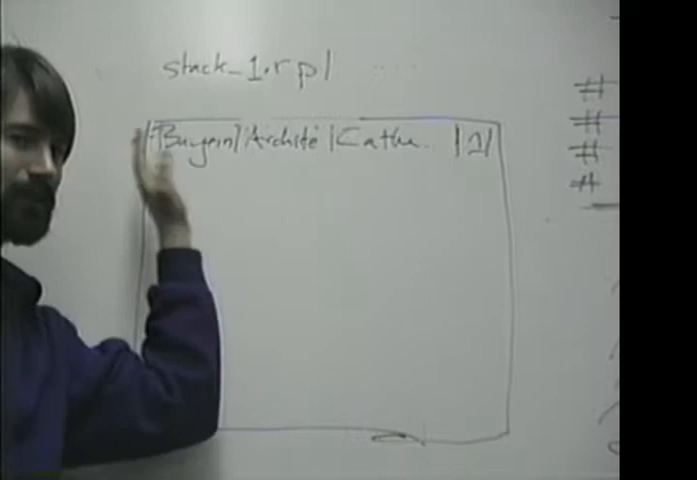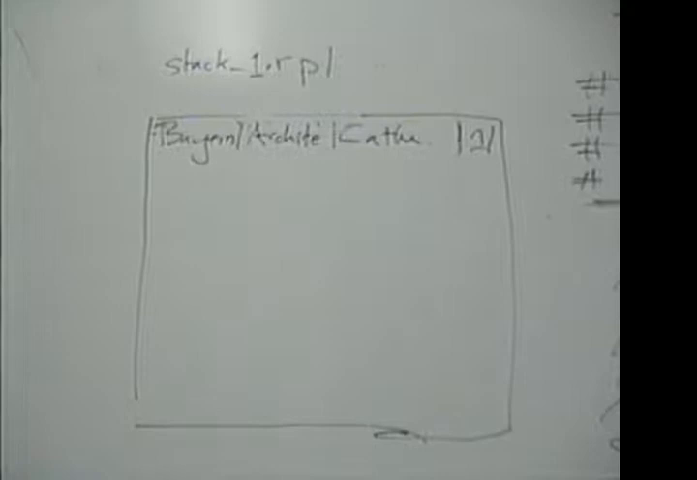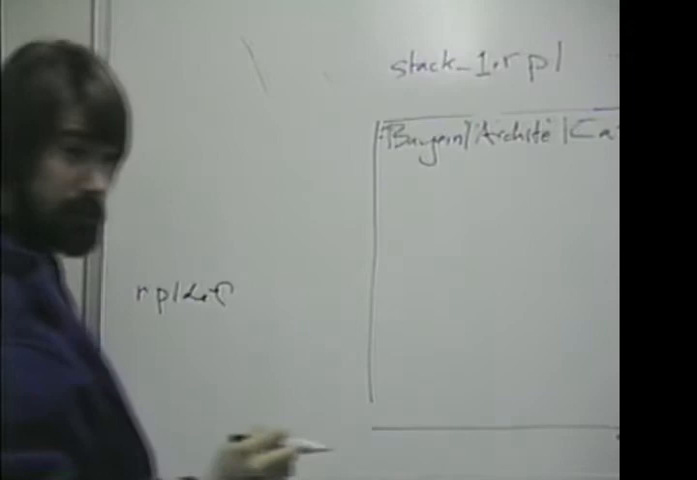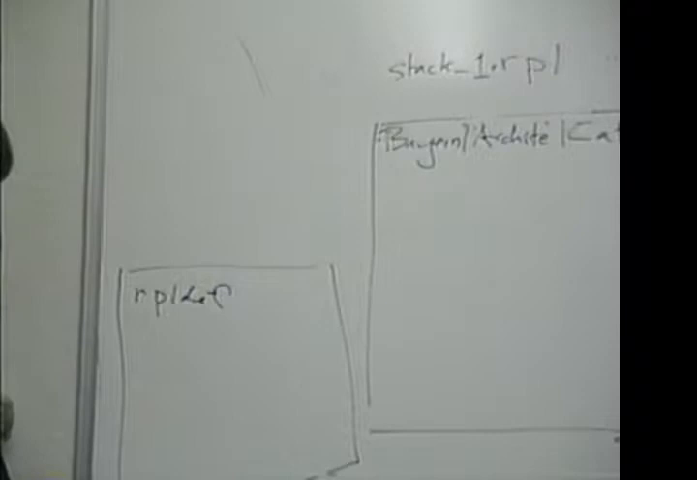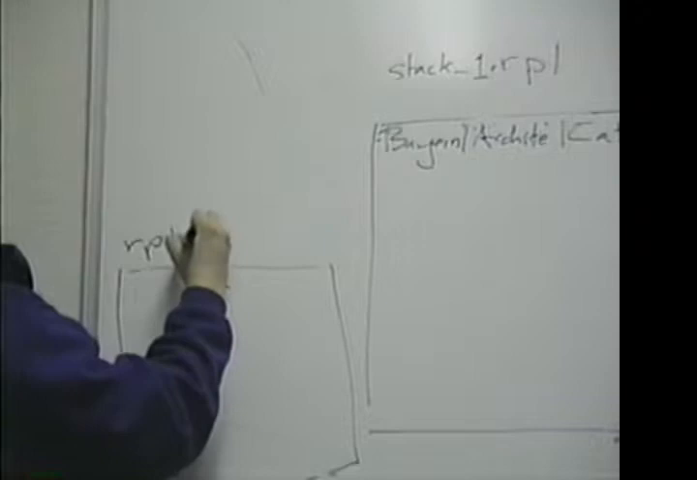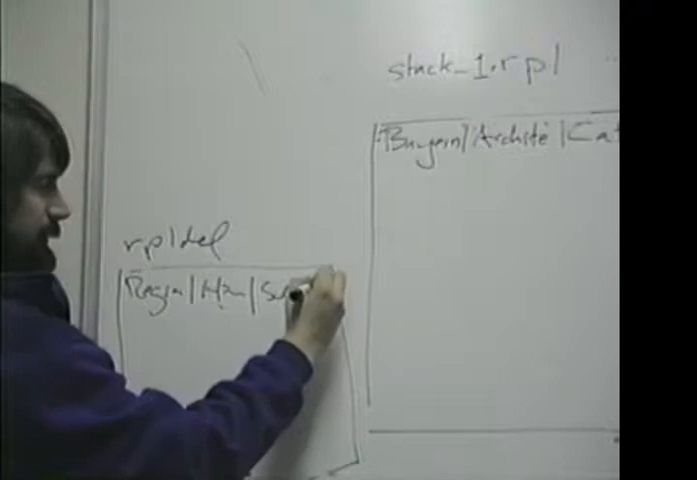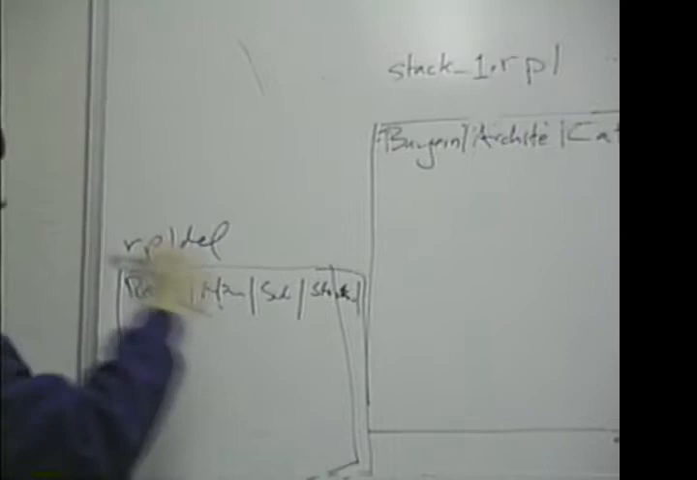Those names are defined in a separate file called rpldef, which defines what these values are named. So these are the real values, and the actual values are named in a file called rpldef. The top of this file would have, in this case, the following: region, heading, subheading, and stack num. And that would be the top line of this file.